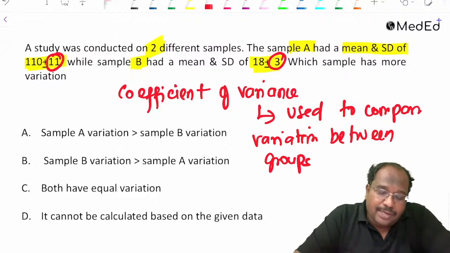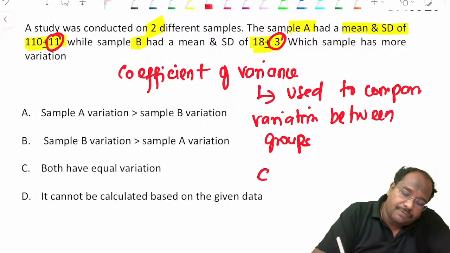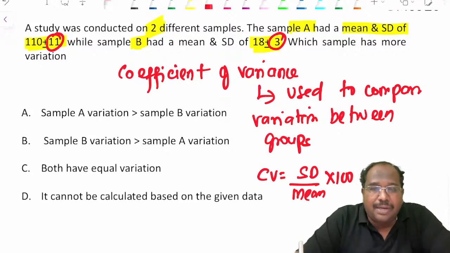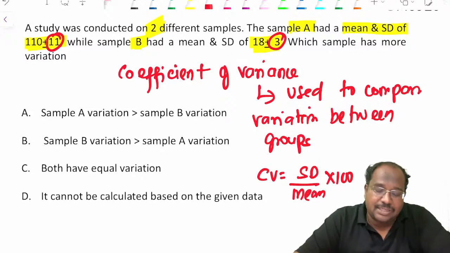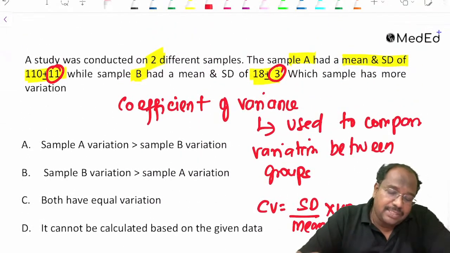Fine. So let us see the formula for coefficient of variance. The formula for coefficient of variance is SD by mean, multiplied by 100. Standard deviation by mean multiplied by 100. It comes as a percentage, guys. Now let us calculate this.